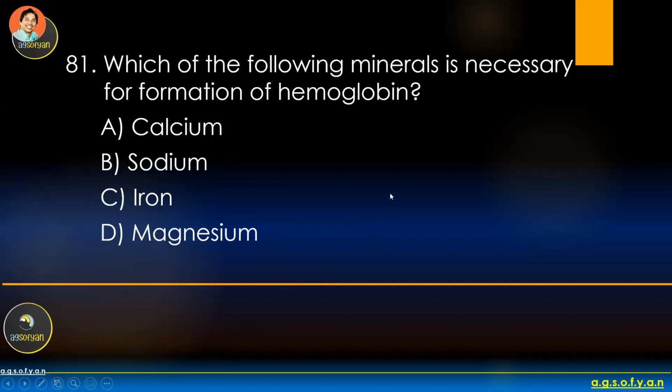Which of the following minerals is necessary for formation of hemoglobin? Calcium, sodium, iron, or magnesium. Okay, remember calcium is for bone, magnesium is mostly for some enzymes, sodium is for electricity. And the one that is part of the hemoglobin is actually iron. So we need iron to make hemoglobin.